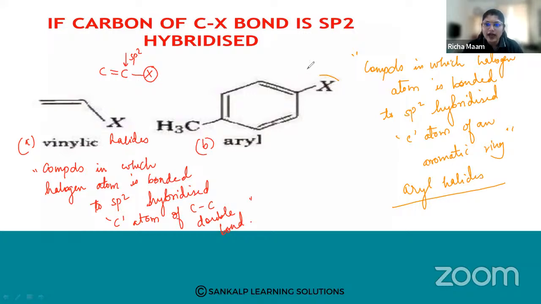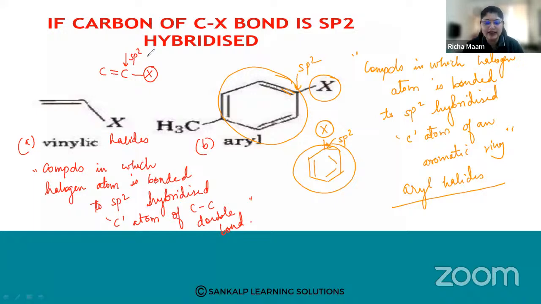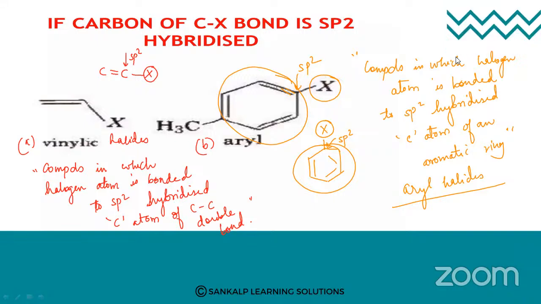The halogen atom is bonded to an sp2 hybridized carbon, sp2 means it has a double bond, of an aromatic ring. So they are called aryl halides. One more example, this can also be an example of aryl halides. The halogen atom is attached to an sp2 hybridized carbon of an aromatic ring. Are these definitions clear? Please go through all the definitions, and if you have any doubts, you can ask me. Take 2 minutes and just recall all the definitions.